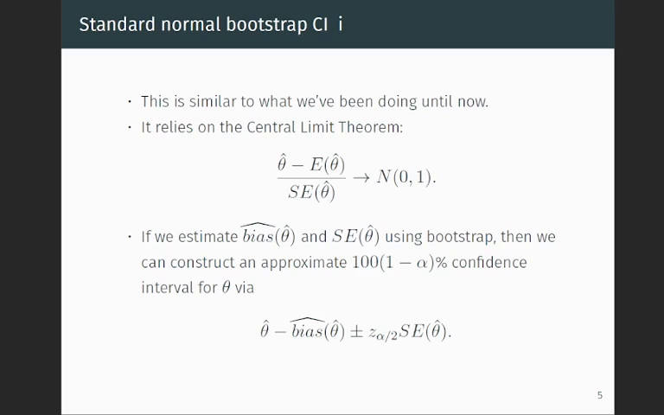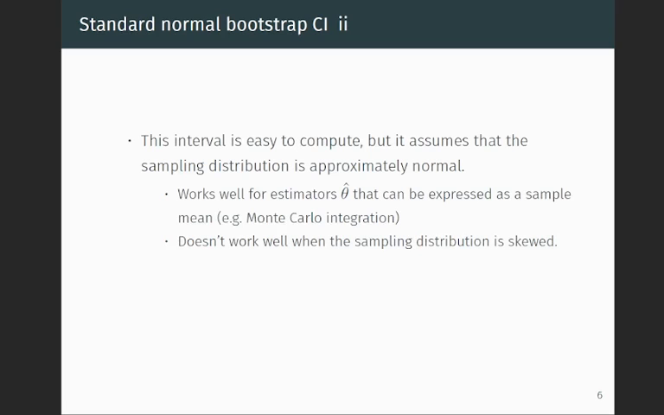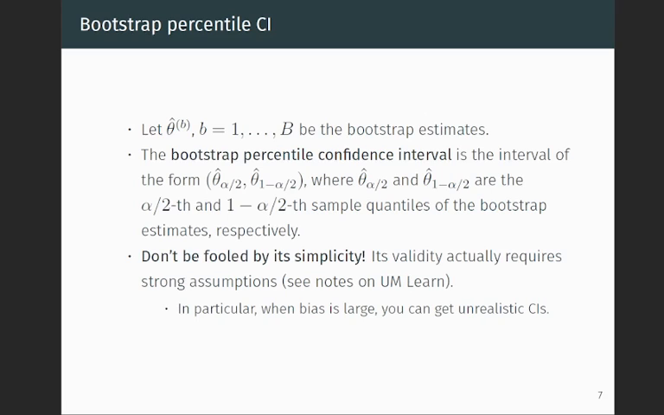So theta hat minus the bias, right? We want to remove the bias as much as possible, plus or minus the standard normal critical values times the standard error of theta hat. It's very easy to compute, but of course it assumes that the sampling distribution is approximately normal, which is not necessarily the case. In particular, when the sampling distribution is skewed, this confidence interval will not work particularly well. So let's look at the second one.